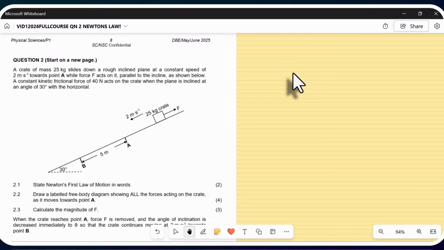All right. Now we are doing question 2, May June 2025, and it says a crate of mass 25 kg slides down a rough inclined plane at a constant speed of 2 meters per second towards point A, while a force F acts on it parallel to the incline as shown below. A constant kinetic frictional force of 40 newtons acts on the crate when the plane is inclined at an angle of 30 degrees with the horizontal.